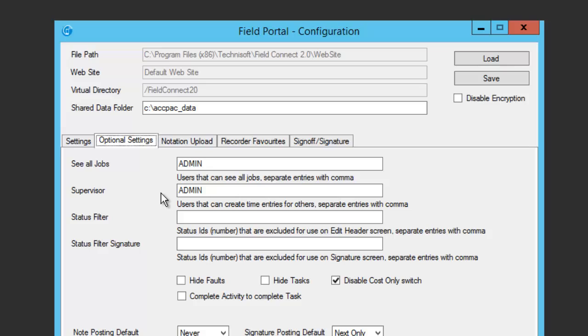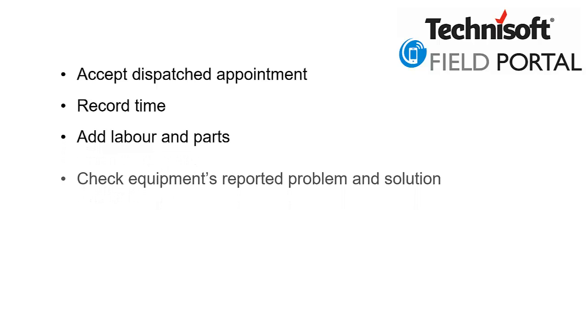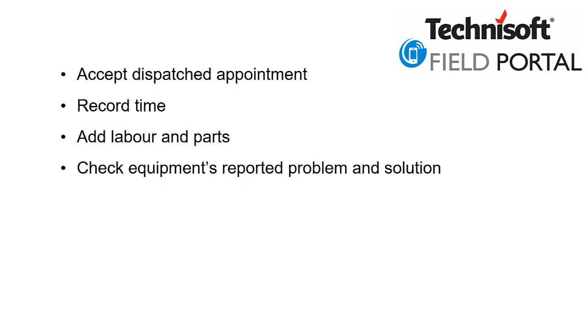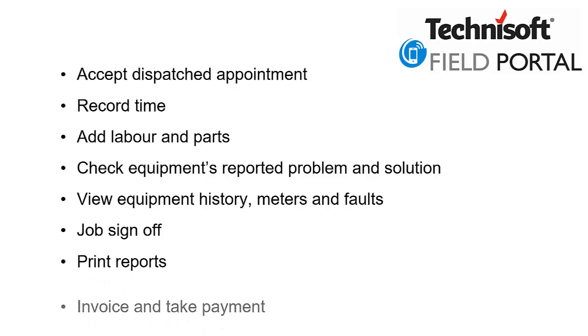So, assuming the identity of a field technician, we will include the following procedures in our demonstration: accept a dispatched appointment, record time, add labour and parts, check equipment's reported problem and solutions, view equipment details including history, meters and faults, job sign-off, print reports, and invoice, including taking payment.